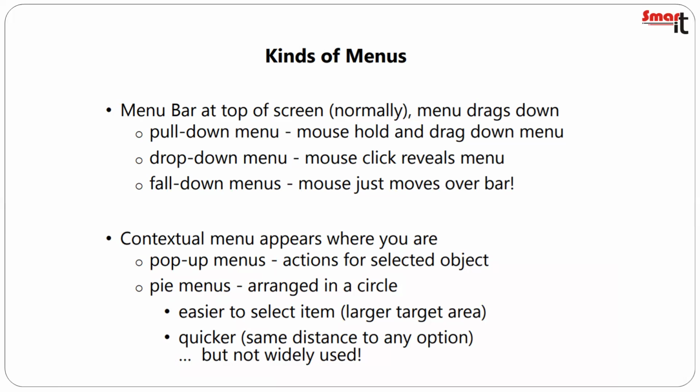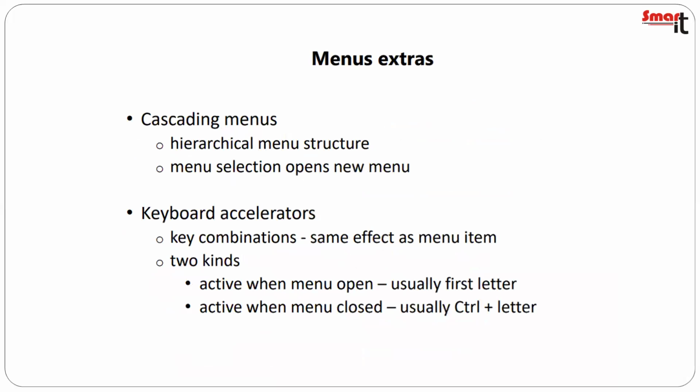Even on normal websites, when you just click with the mouse, a click reveals the rest of the menu. And the fall down menu just reveals when the mouse moves over it. We are not going to click, just moving the mouse is enough. And apart from this, there are pop-up menus and pie menus also, right?